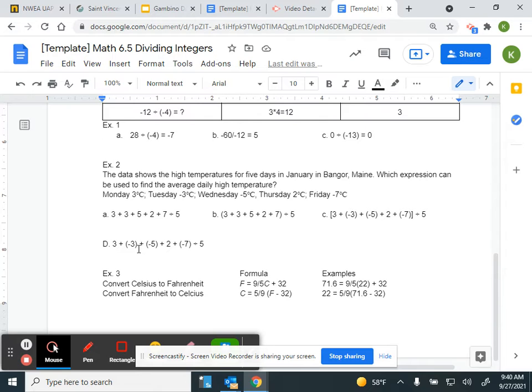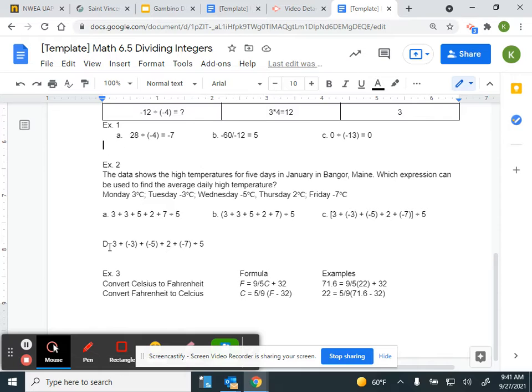Because you have to add all of those numbers before you can divide. Remember, PEMDAS. The first thing is parentheses. You do whatever's in the parentheses. Then you do exponents and radicals. Then you multiply and divide. Then you add and subtract.